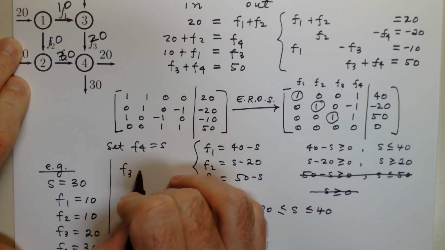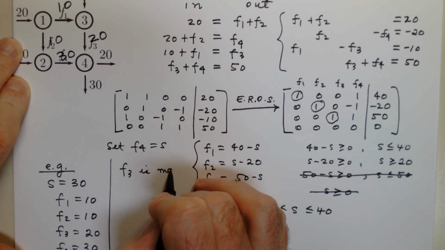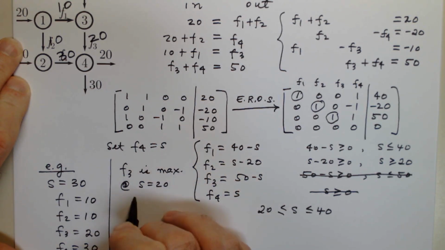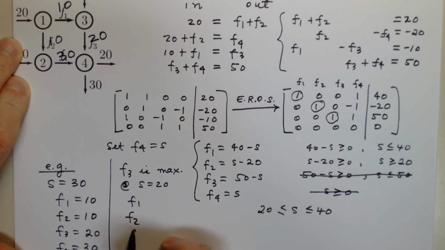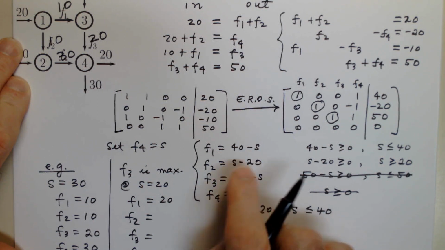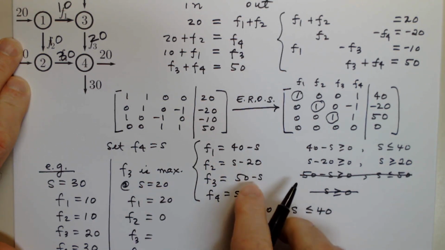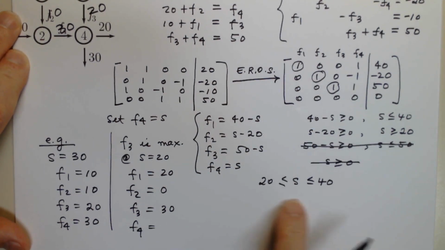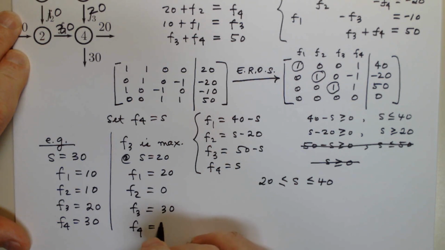So F3 is maximized at S equals 20. And that's going to give us the following choice of flows. When S is equal to 20, we're going to get a flow of 20 through F1, a flow of 0 through F2, a flow of 30 through F3, and that's as much as we could get through F3 under this consideration. And then F4 is going to be equal to S, which is equal to 20.